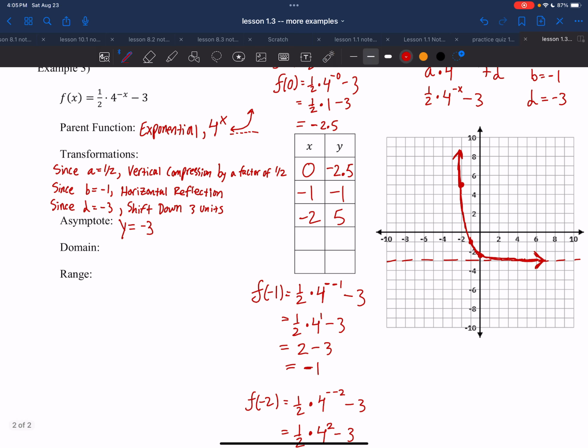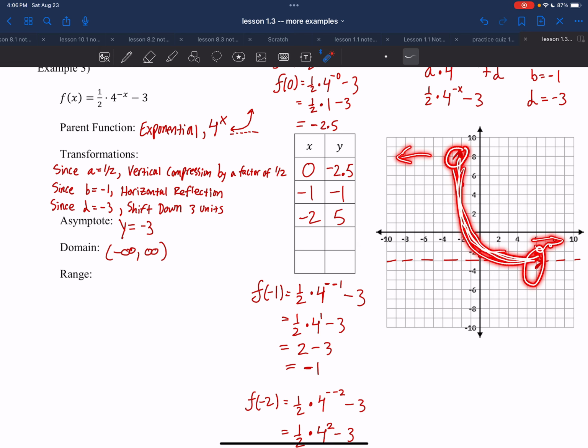So, what's the domain? Domain is left and right forever. That's all real numbers, positive infinity to negative infinity. You can see this because of this arrow and this arrow, saying it goes left forever and right forever. And there are no interruptions along this graph. It's nice and continuous for that whole domain interval, so it's all real numbers.